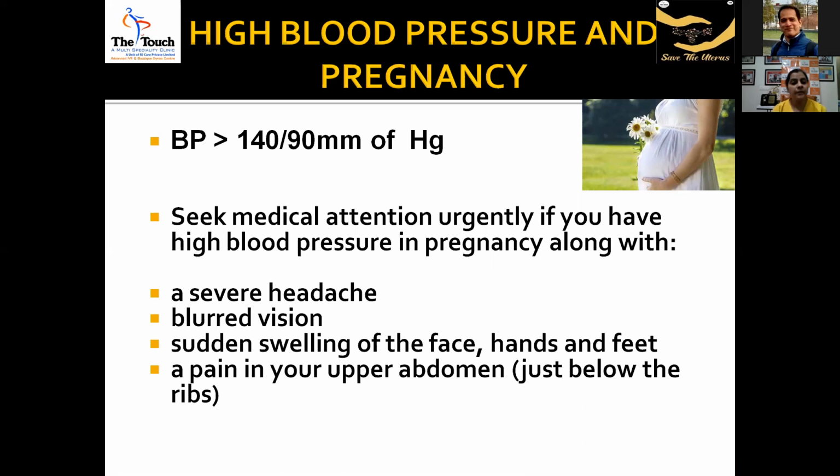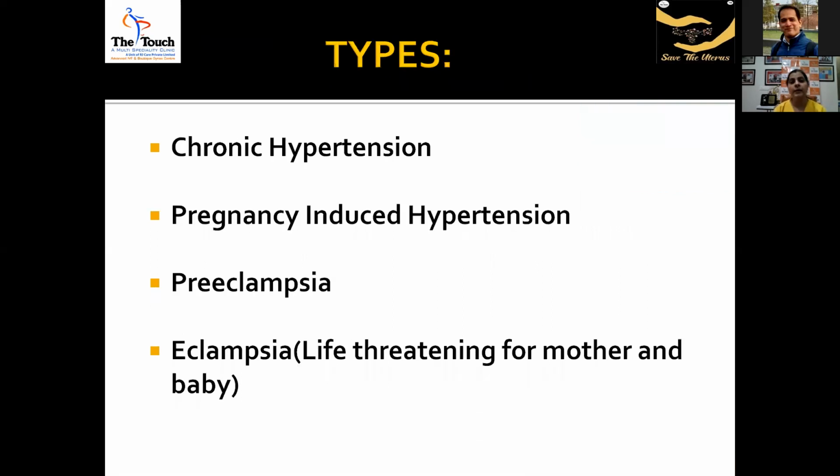Also, you may develop a severe headache, blurred vision, sudden swelling of face, hands, feet, or pain in upper abdomen. All these are danger signals of high blood pressure. So once you have high blood pressure, whether it is chronic or pregnancy induced, or it is associated with preeclampsia, meaning edema or swelling in the body and protein in your urine, or eclampsia, meaning you are having a convulsion, then in any of these conditions, you cannot be managed by a simple obstetrician. You have to take the help of a high risk pregnancy specialist, and it has to be a shared care.